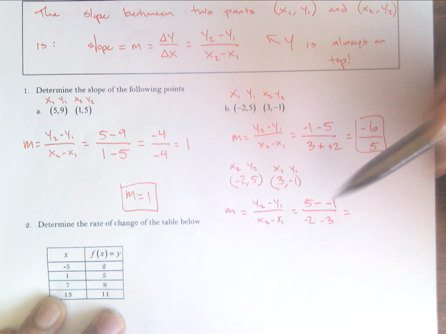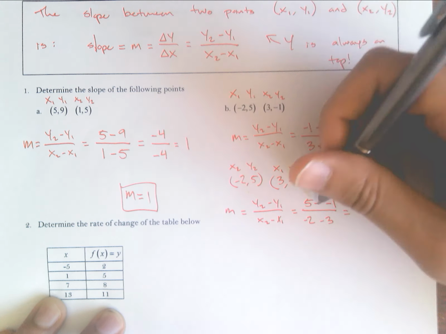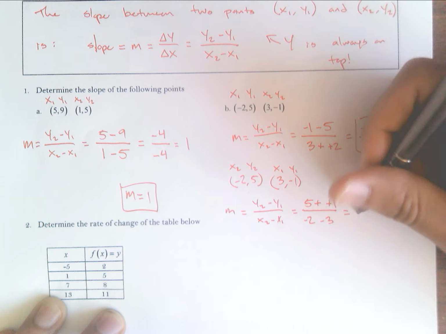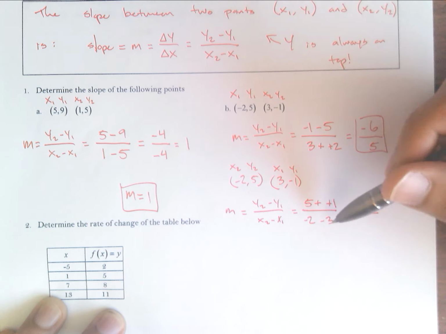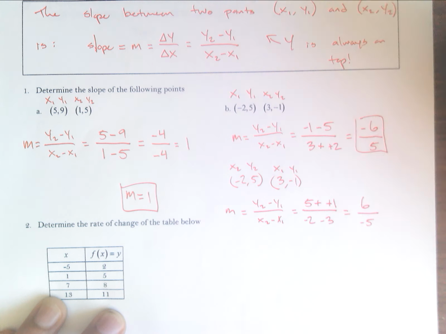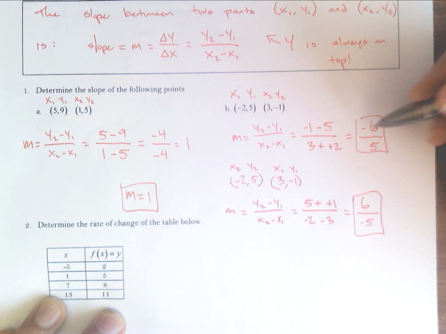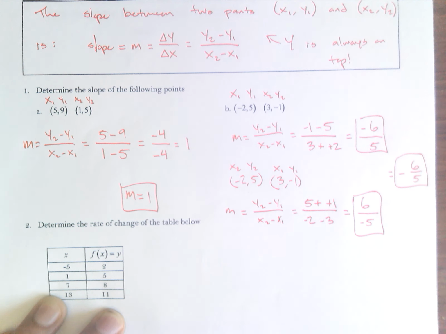So again, subtracting a negative is the same as adding a positive. So we have 6 over -2 minus 3, which is -5. And these are really the same, right? You can rewrite both of these. You can pull that negative out in front and say -6/5. So we do get the same answer either way.